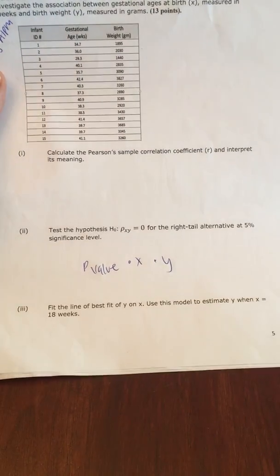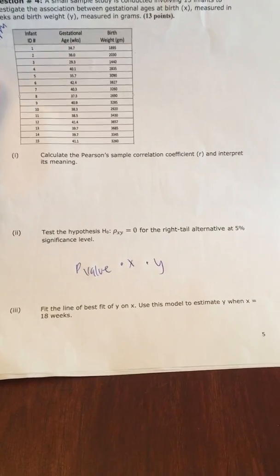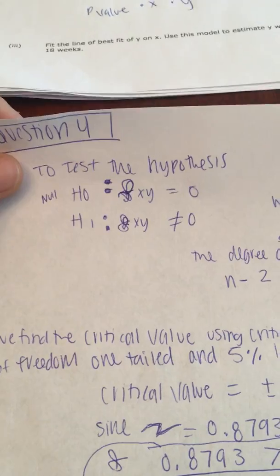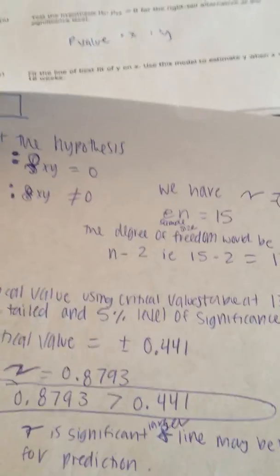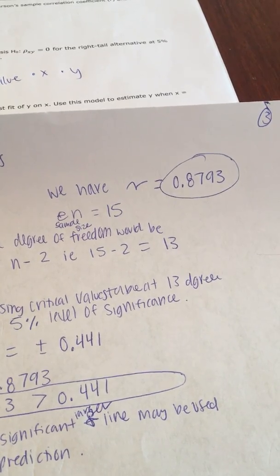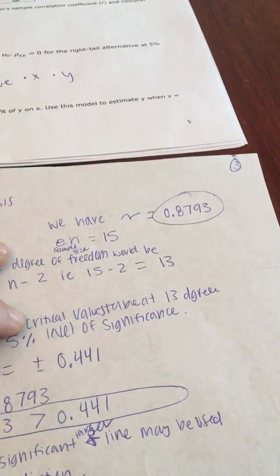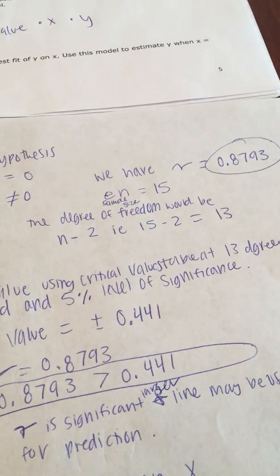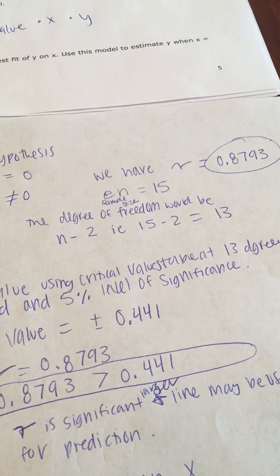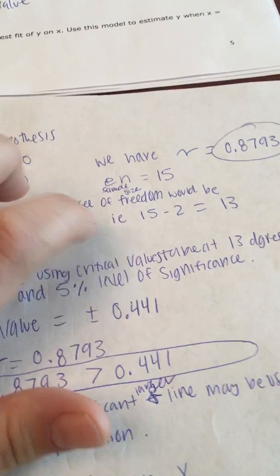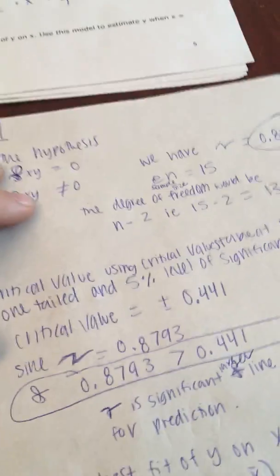So test the hypothesis for a right-tailed alternative at 5% significance value. So we are going to test the null hypothesis equals 0, and then the alternative is equal to or greater than. So we do know that our R equals 0.8793 from the previous page. And then our sample size is 15, and our degrees of freedom would be 13 because n minus 2, which would be 15 minus 2 equals 13.